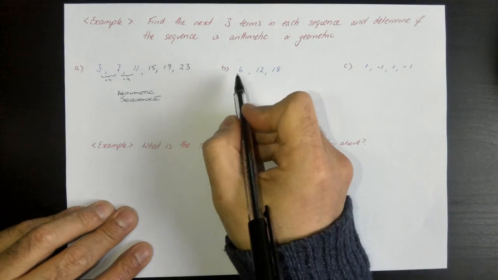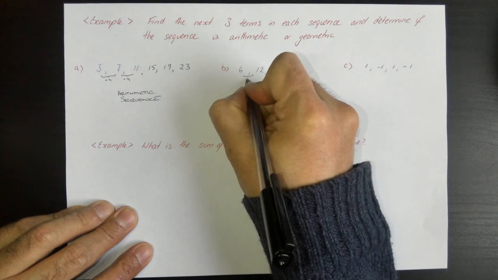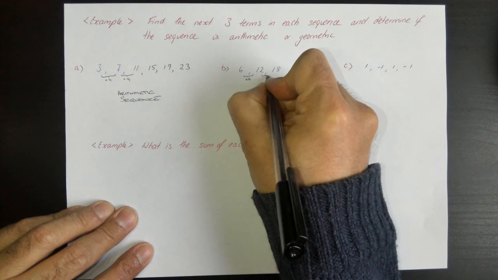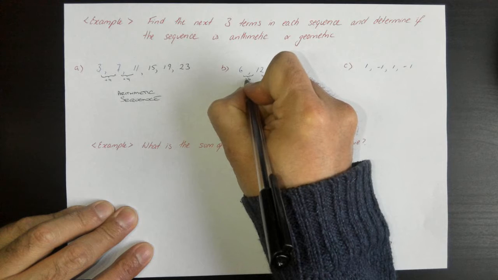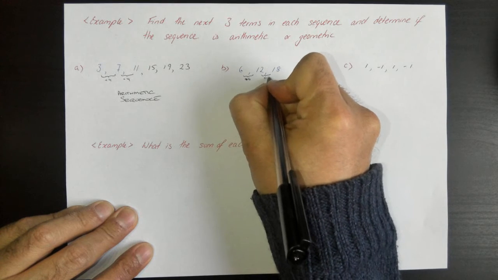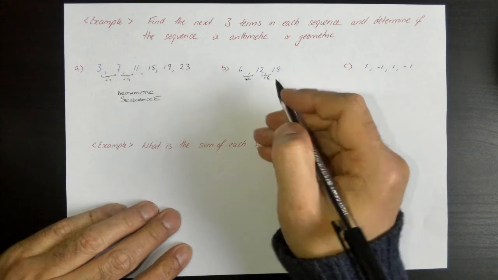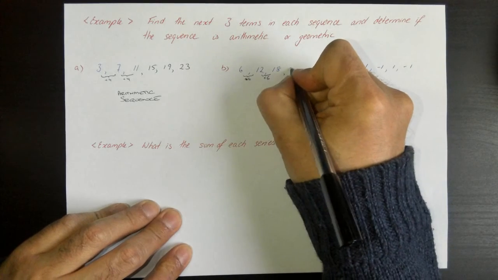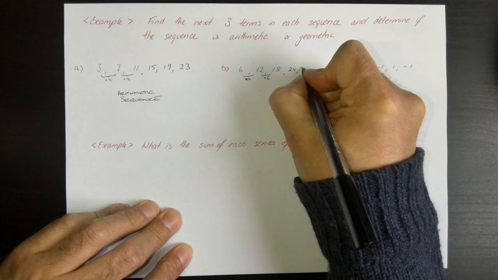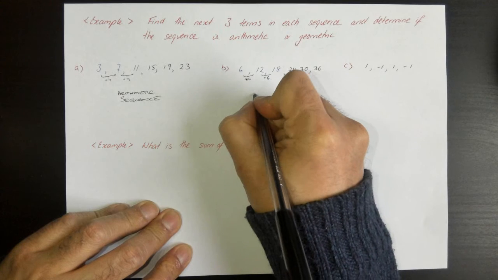Here it looks like these are all multiples of 6, so we're multiplying the first term. Actually, we're just adding 6. So 18 plus 6 is 24, plus 6 is 30, plus another 6 is 36. So this is, again, an arithmetic sequence.